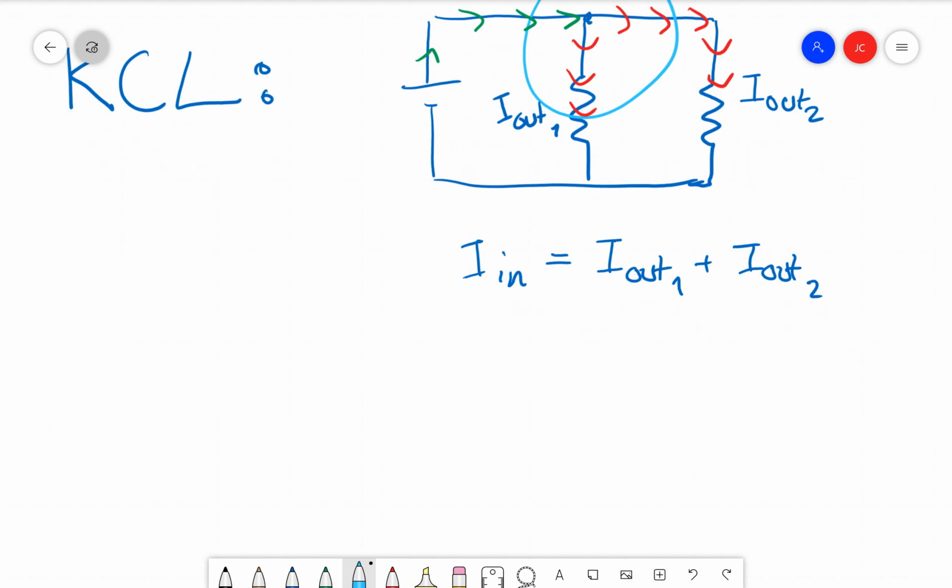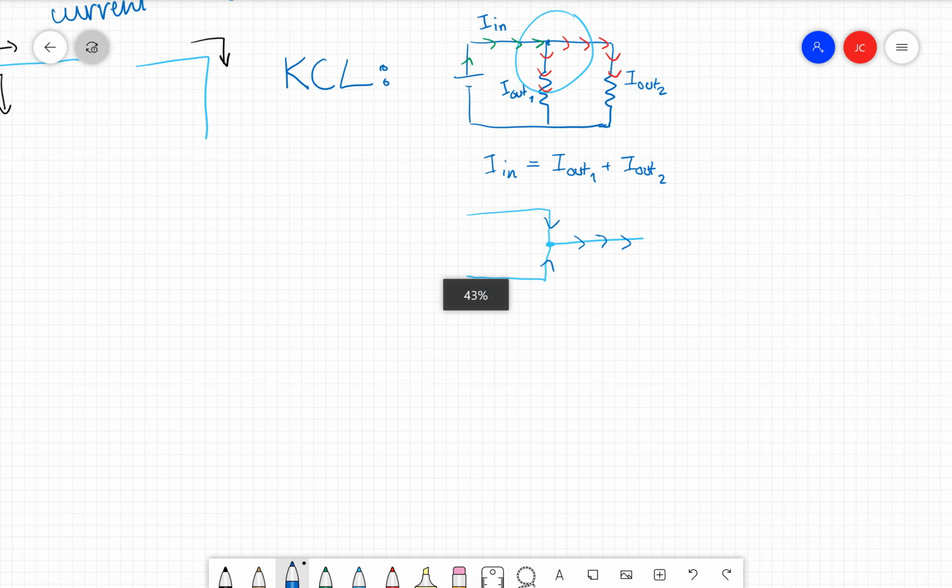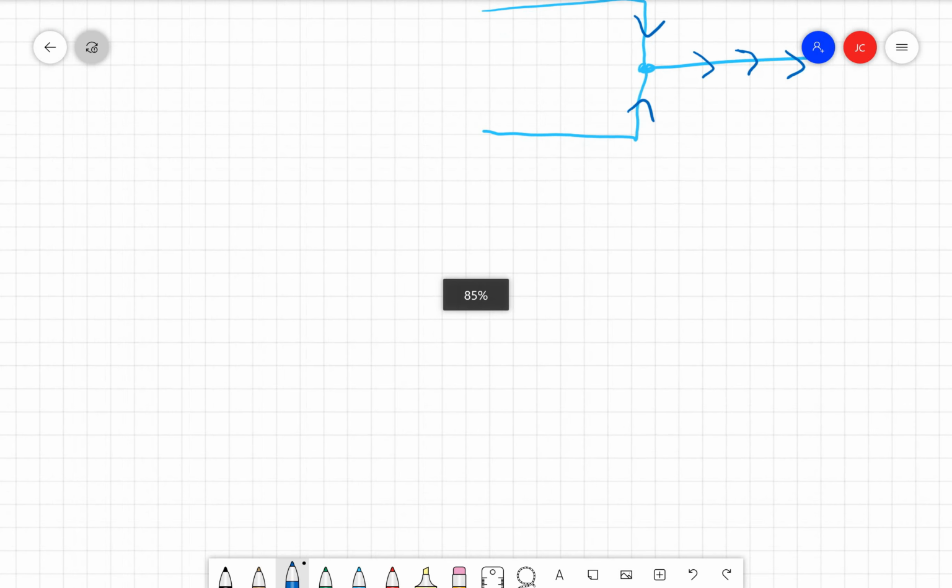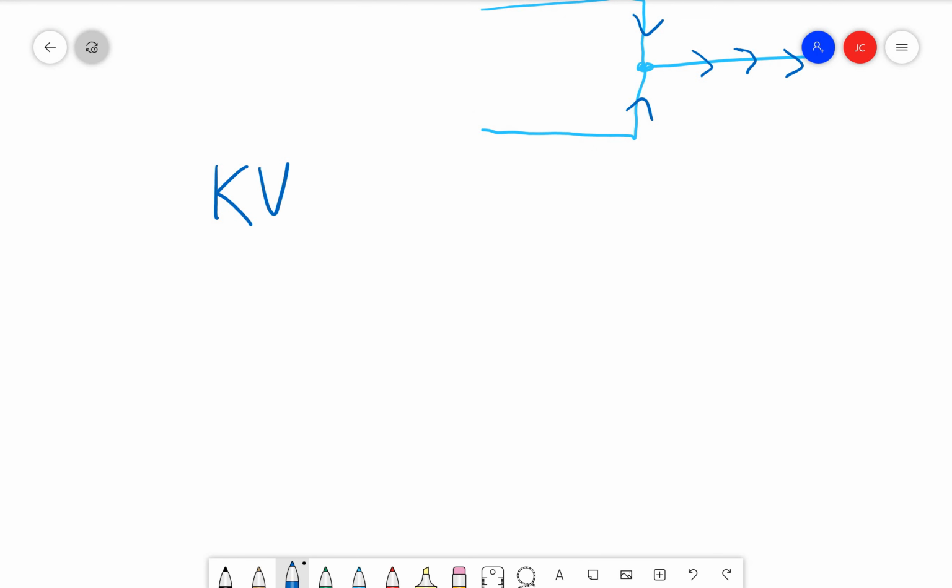Here's another junction that's kind of different. I'm not going to draw the whole circuit this time. This is a junction. This time there are two paths into it and only one path out. And again, the two inputs would have to equal the output. Very simple law, pretty much self-explanatory. That's Kirchhoff's current law. The other half of Kirchhoff's law is Kirchhoff's voltage law.